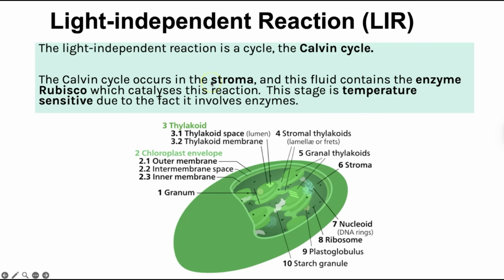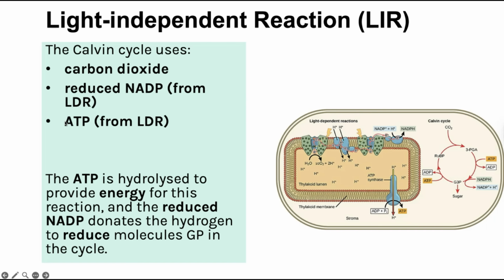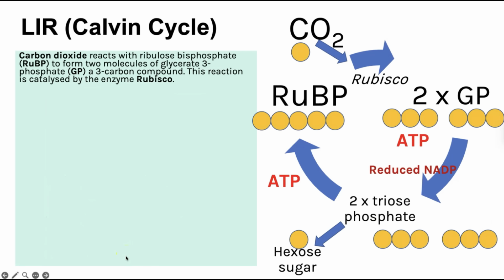This stage happens in the stroma. It uses the enzyme Rubisco, so it's temperature sensitive. So the key things you need to know about the Calvin cycle are, it's going to use carbon dioxide. It also uses reduced NADP and ATP. The ATP is going to be hydrolyzed to provide energy for reaction. The reduced NADP is going to donate hydrogen, which is a proton and an electron, and therefore it will reduce molecules in the cycle. We're going to have a look at this whole cycle, but that's just a summary to be aware of. So here is the cycle.